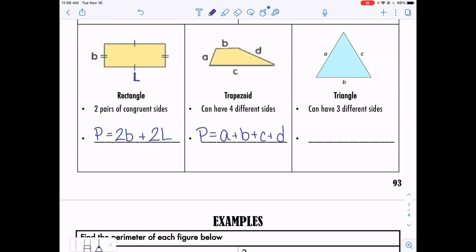And last but not least, Camden, we have a triangle. What do we know about a triangle? Yes, 3 sides, okay? Are there always going to be sides that are the same? No, so it can have up to 3 different sides. So we just have to add up the sides. Perimeter equals A plus B plus C.